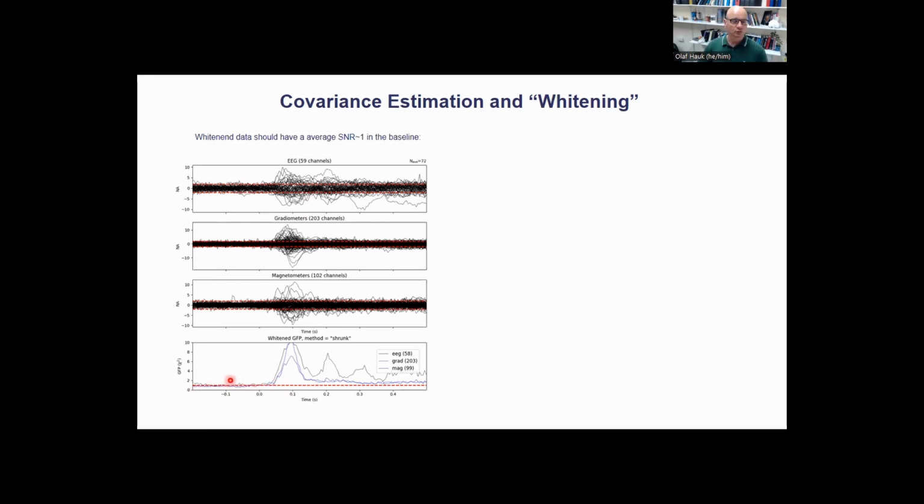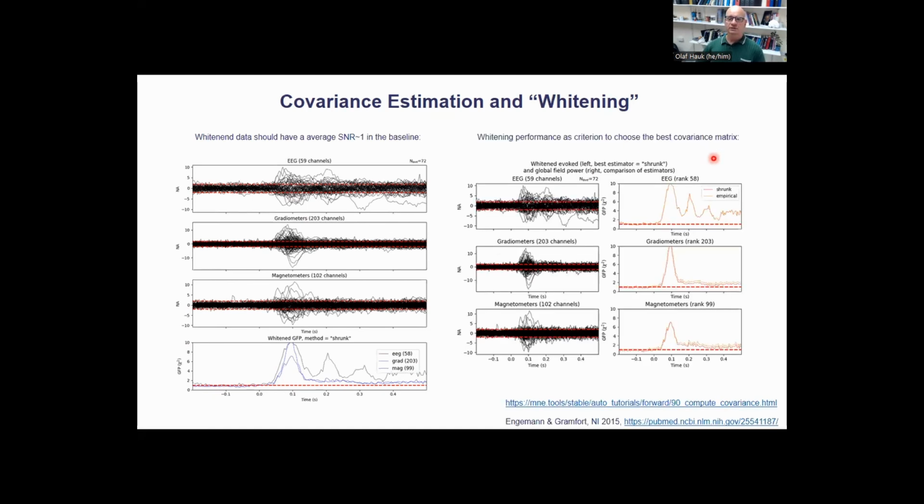And in this case, this should be the same for different sensor types. So they are all basically renormalized so that you compare them across sensor types. And if you do that for several methods, different regularization methods for your covariance matrix, in this case for shrunk and empirical, then you can compare how well the whitening worked. And then there are quantitative ways to check which method is best. I mean, there are a handful of methods available. You can run all of them and pick the best one, basically. And this is what they've illustrated here.